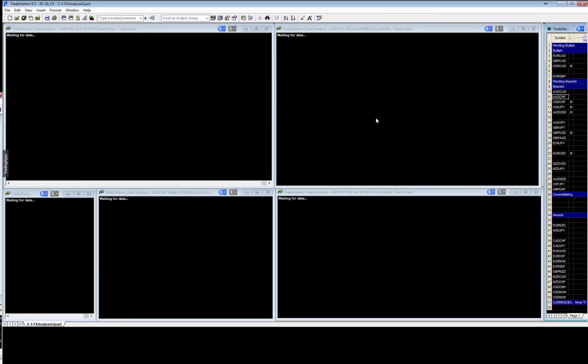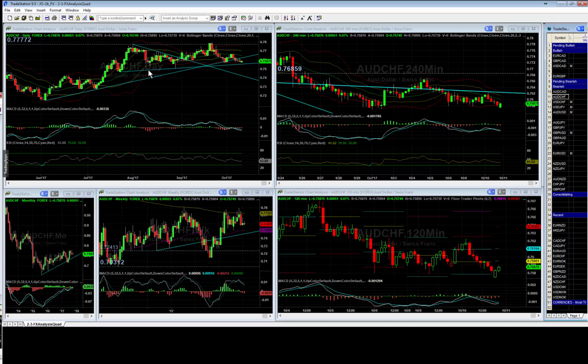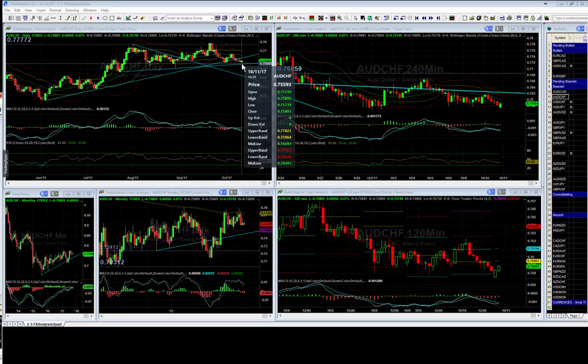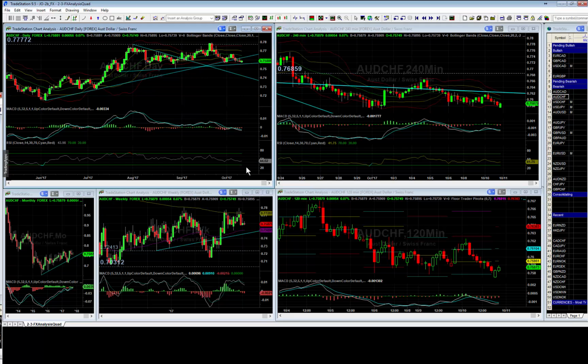For the Aussie Swissy, we've got this trend line right here that we're watching on our daily. We are looking bearish and moving down towards that direction, so let's watch what happens as it approaches that line. It looks like that's going to be around 0.75593, so we'll watch that one for heading lower.